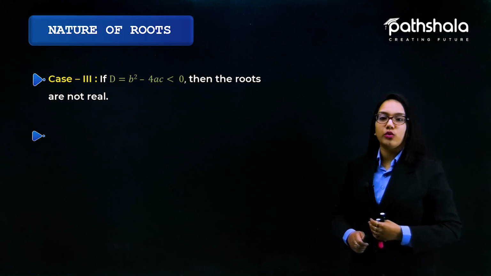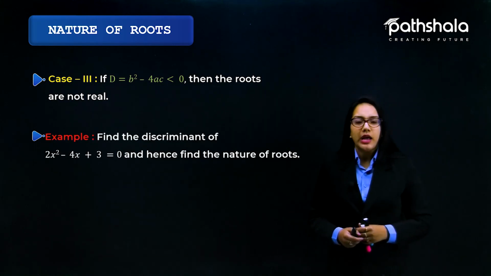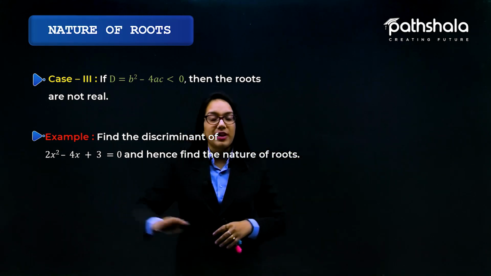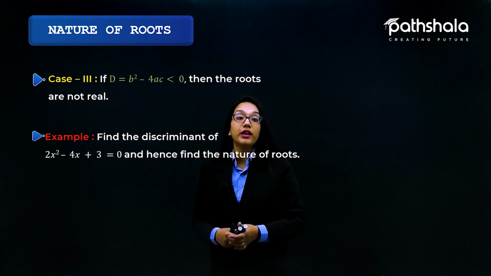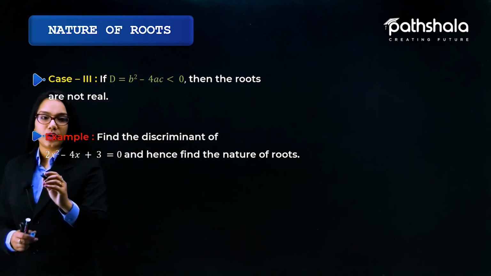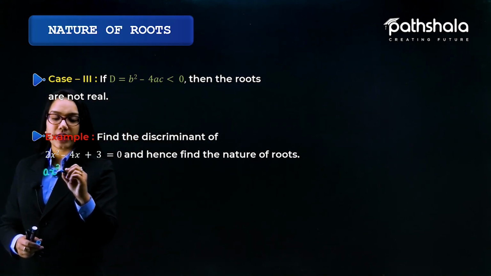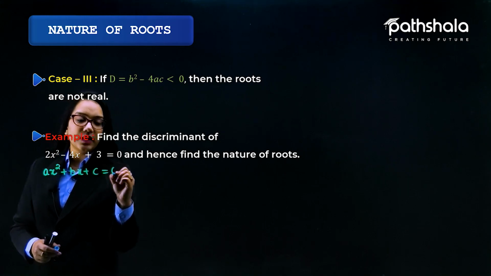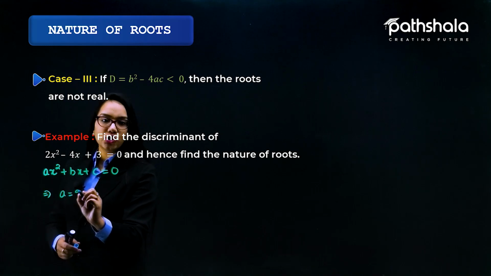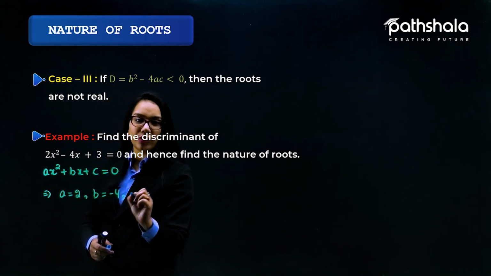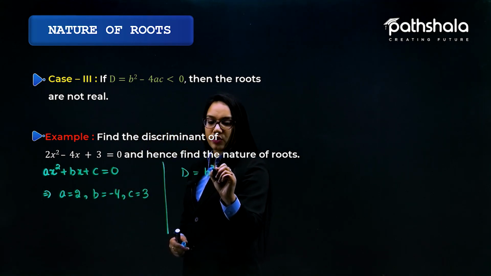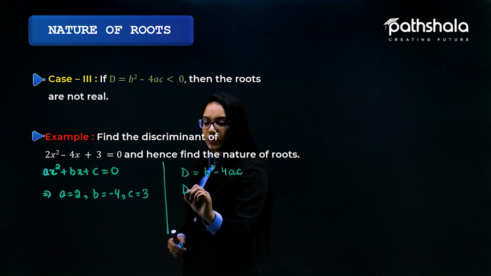Now let's talk about an example related to it. Let us suppose we are asked to find the discriminant of this particular quadratic equation and hence find the nature of the roots. So let's find the discriminant. For any quadratic equation of the type ax square plus bx plus c is equal to 0, we can compare both of these equations. After comparison, a is 2, b is minus 4, c is 3. So D is nothing but b square minus 4ac. Let's substitute all the values.